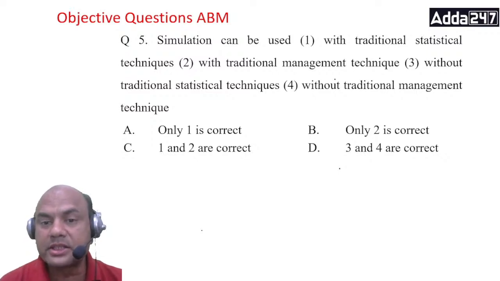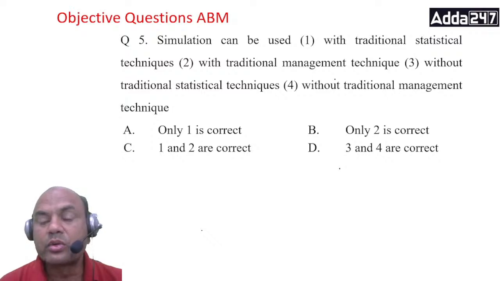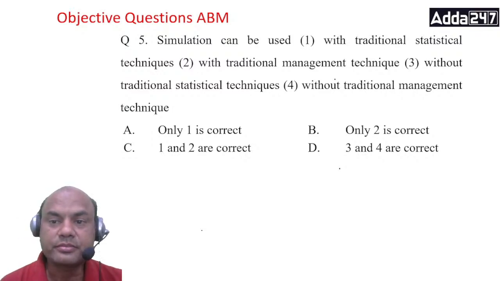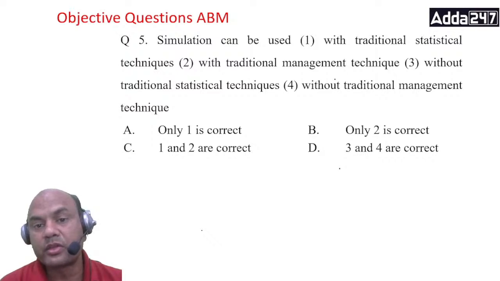Without traditional statistical techniques. So do I understand this here? Can be used with traditional statistical techniques means what? Are the statistical techniques in my regular working required to be supplemented by simulation? Or is simulation required to be supplemented by my traditional techniques? Can simulation work without my traditional statistical techniques? Can simulation work without my traditional management techniques? So which one is correct? Only one is correct. Only two is correct. 1 and 2 are correct. And 3 and 4 are correct. Which one is correct over here?